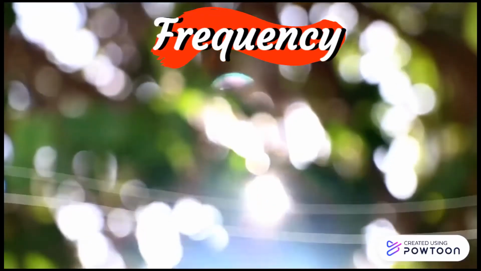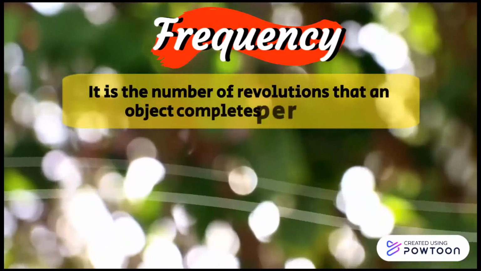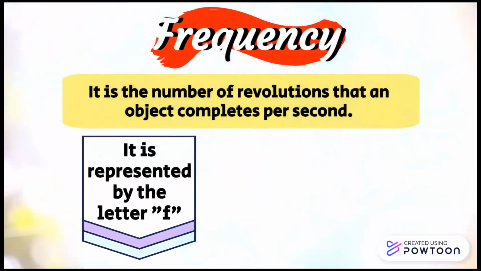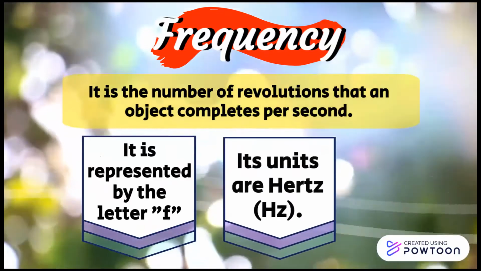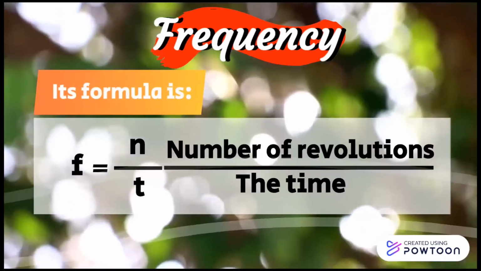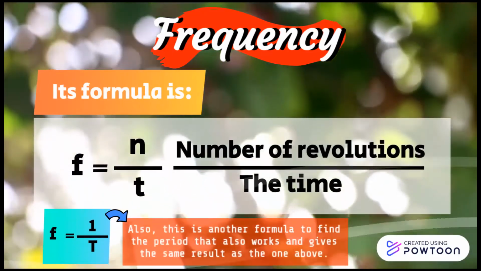Another characteristic is the frequency. It is the number of revolutions that an object completes per second. It is represented by the lowercase letter f, and its units are hertz. Its formula is frequency equals n, that is the number of revolutions, over lowercase t, that is the time.